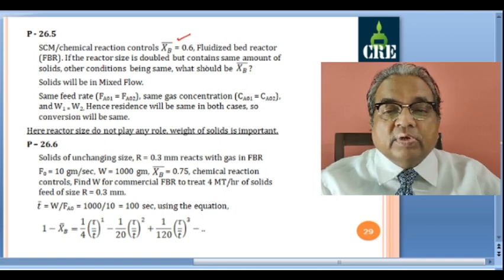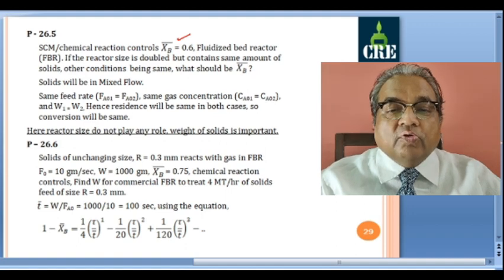If the reactor size is doubled but contains the same amount of solid, so W1 is equal to W2, other conditions remain the same, meaning the feed rate as well as gas composition remain the same. So same gas concentration, CA01 is equal to CA02, FA01 is equal to FA02, W1 is equal to W2. What should be the value of the mean conversion if we double the reactor size?